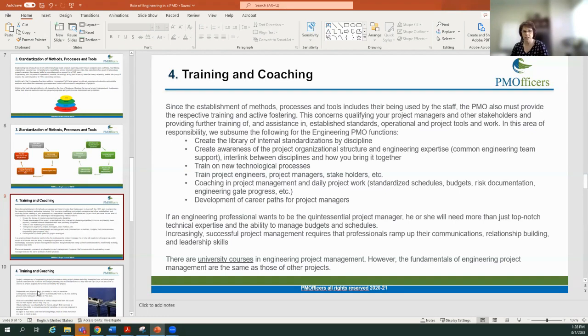So increasingly and more in demand, successful project management requires that they ramp up on their communication skills, their relationship building, as well as their leadership and influencing skills. There are many courses from universities to libraries of books where these fundamentals can be learned and developed.